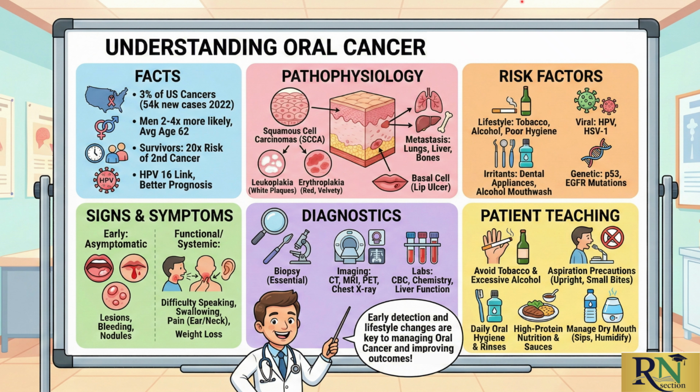Keep in mind the signs and symptoms. Early signs: patients are often asymptomatic. Lesions: oral ulcers with poorly defined margins. Mucosal lesions, nodules, or white or red patches.